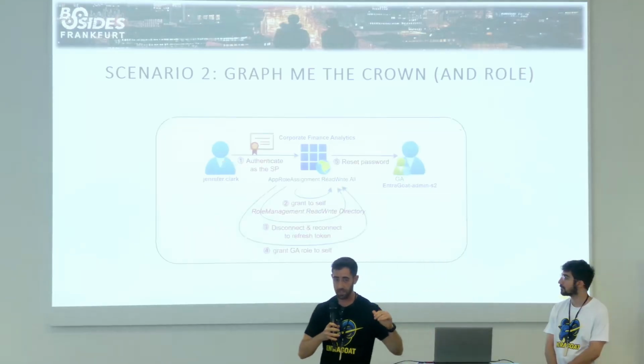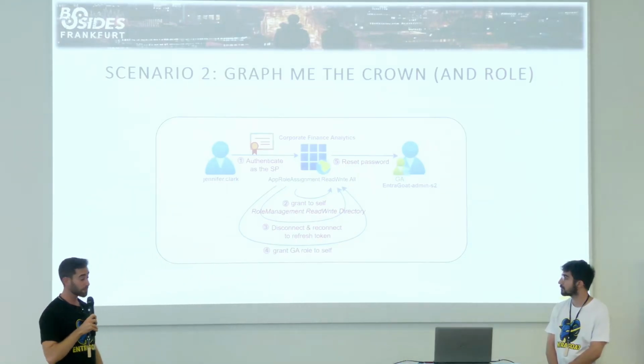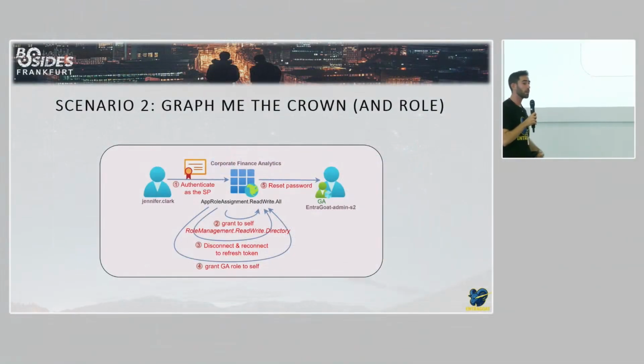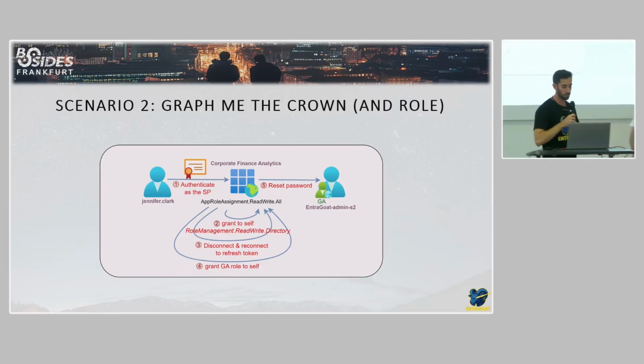So the solution for that is, again, very, very straightforward. You use the certificate, you authenticate as the service principal, and then you use the AppRoleAssignment.ReadWrite.All permission in order to grant yourself another permission, because basically what this permission allows you is to grant yourself, or any identity in the tenant, other permissions. So you grant yourself a privileged permission, which is RoleManagement.ReadWrite.Directory, which allows you to grant any identity in the tenant any role you want. So you use it to grant yourself the global admin role, and then you re-authenticate in order to refresh the JWT token and reset the password of the global administrator.